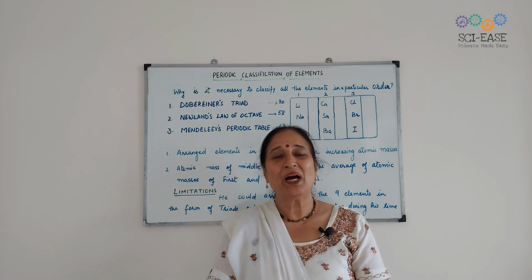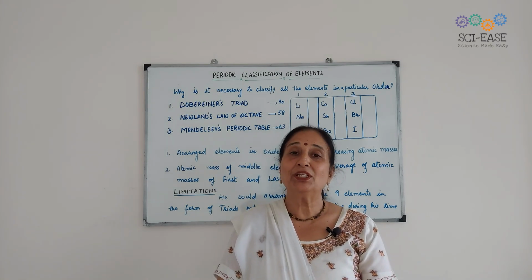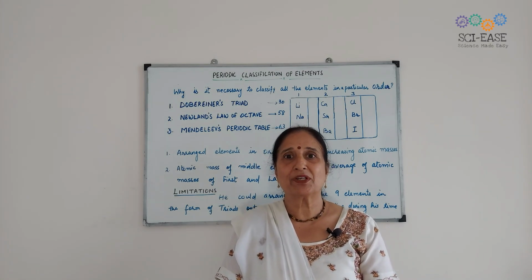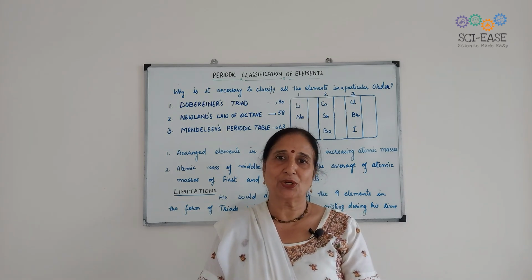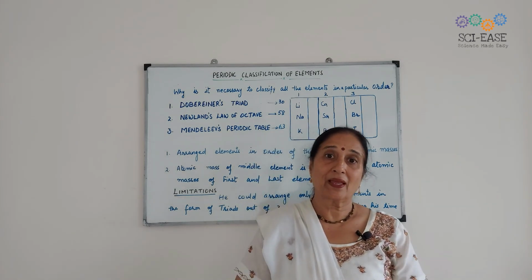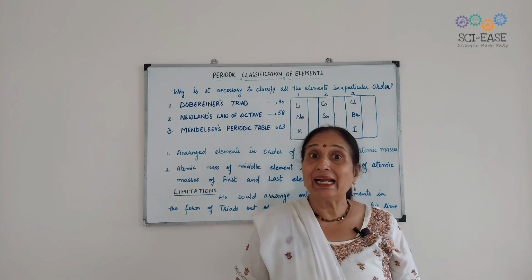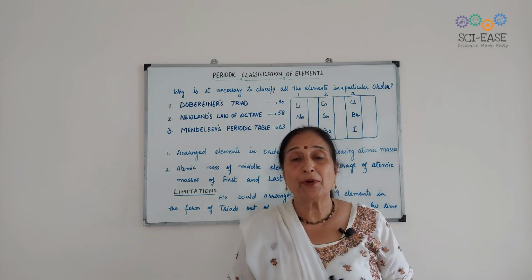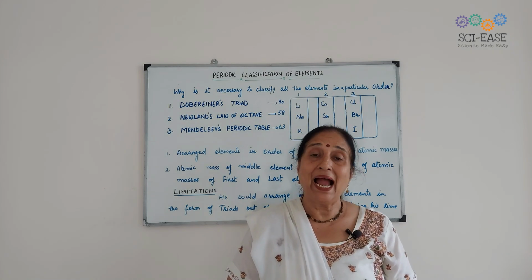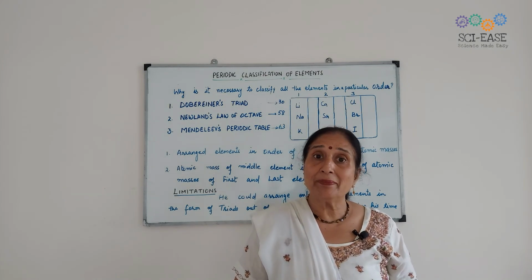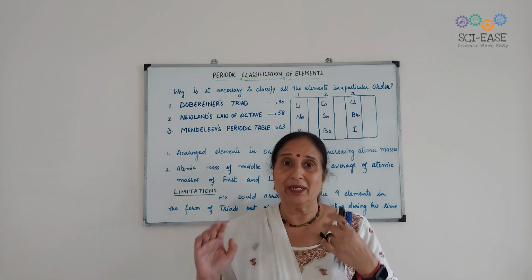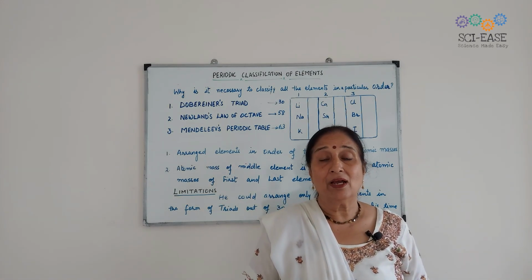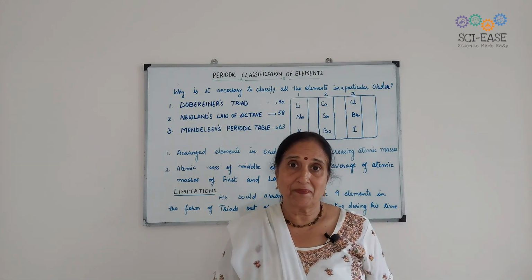In this video, I am going to start with the new chapter of class 10, and the name of the chapter is Periodic Classification of Elements. You know that nowadays we study the modern periodic table, and it has approximately 118 elements. These elements are arranged in groups and periods.